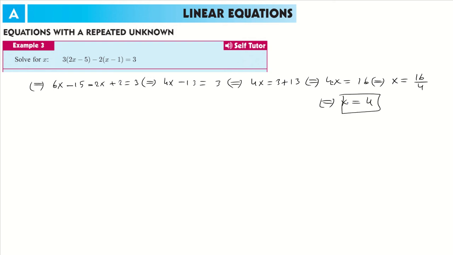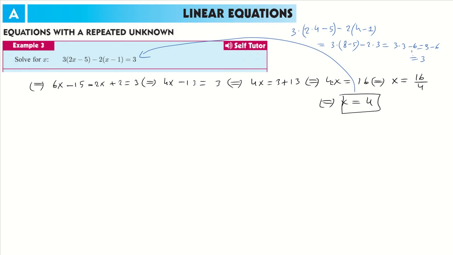I can fill that in to check whether my answer is correct or not. 3 times (2 times 4 minus 5) minus 2 times (4 minus 1). So I get 3 times (8 minus 5) minus 2 times 3. So 8 minus 5 is 3, 3 times 3 minus 6. So 9 minus 6, which is equal to 3. And that is my right hand side. So my answer is correct.